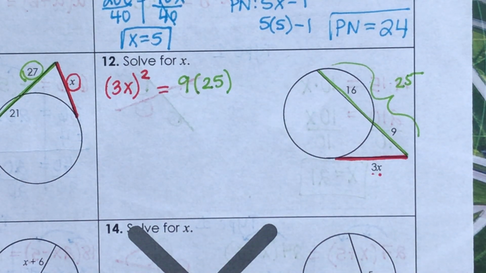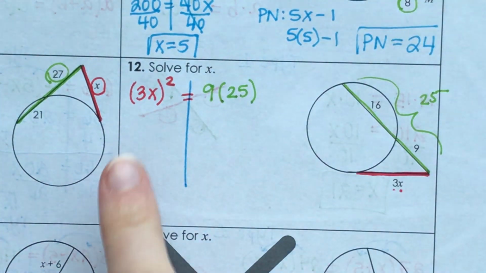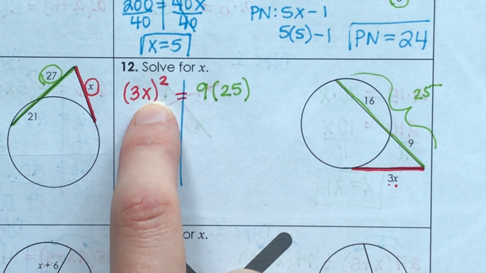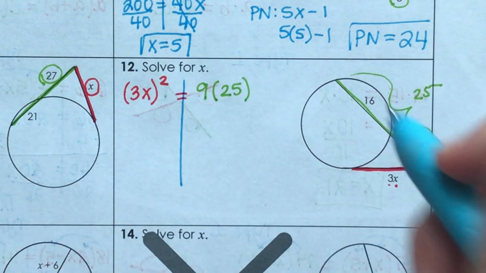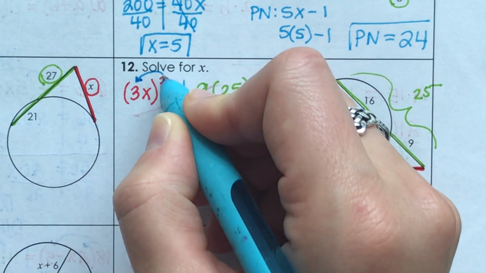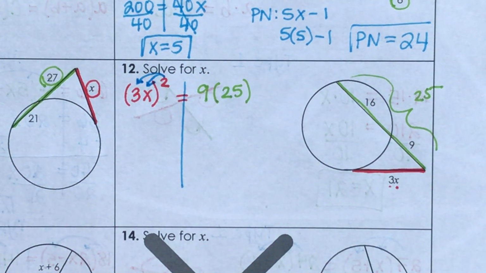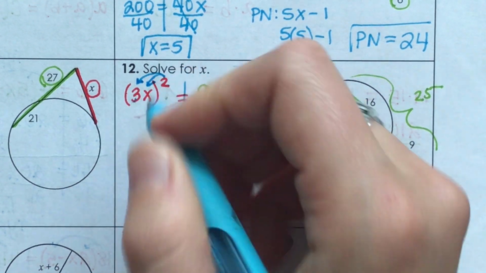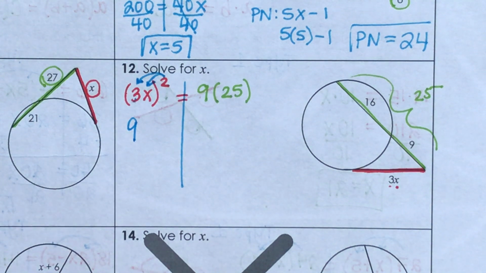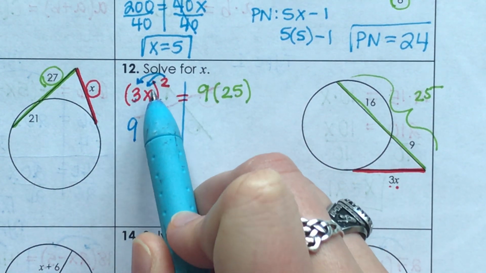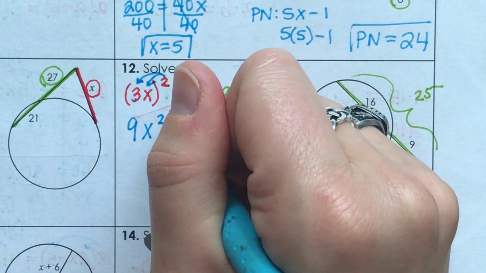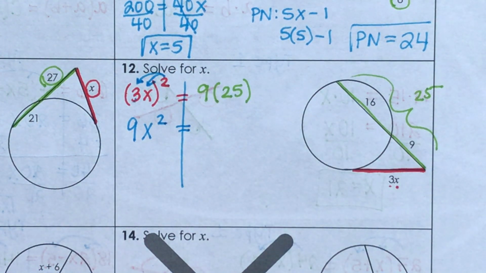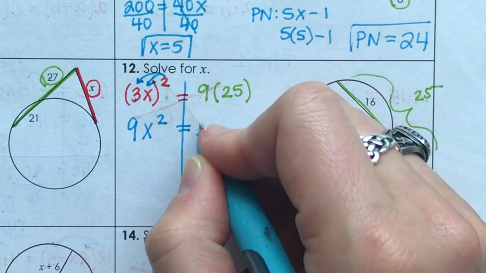Okay. Now, the only part here that is a little tricky is this squared piece. I have to take the 3x and I have to square the whole thing. That means I have to square the 3 and I have to square the x. So if I square the 3, that means 3 times 3 gives me 9. If I square the x, x times x is x squared. So you have to make sure you do the whole thing. Equals 9 times 25 is 225.